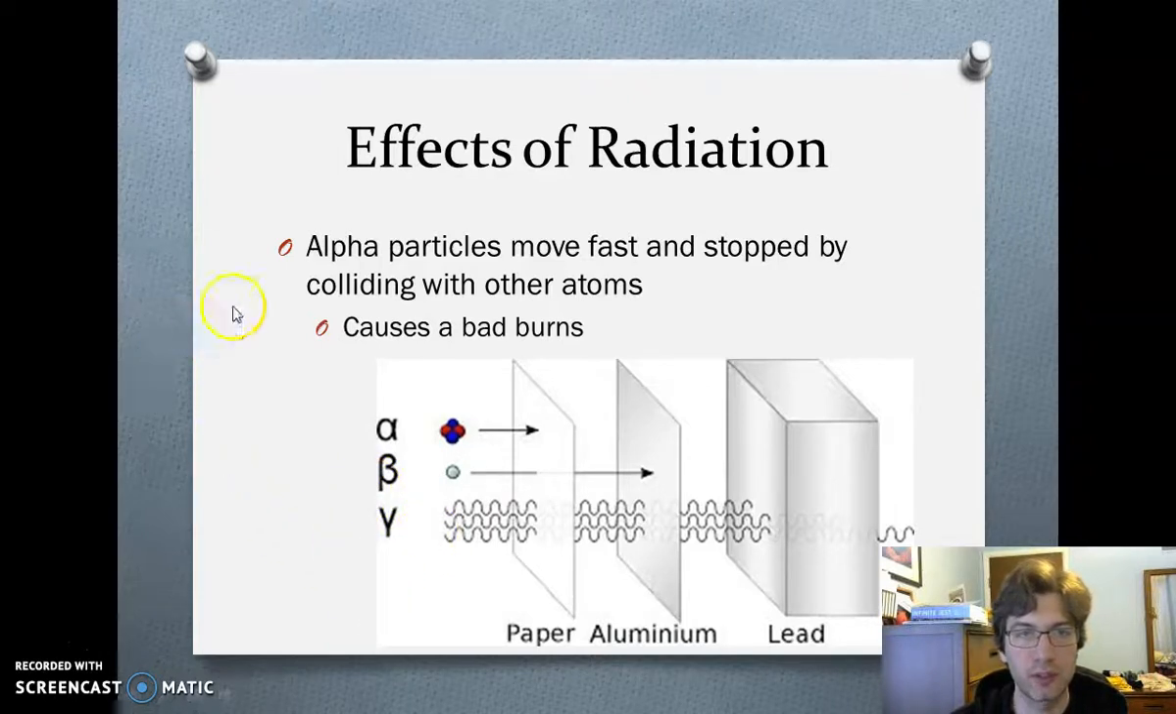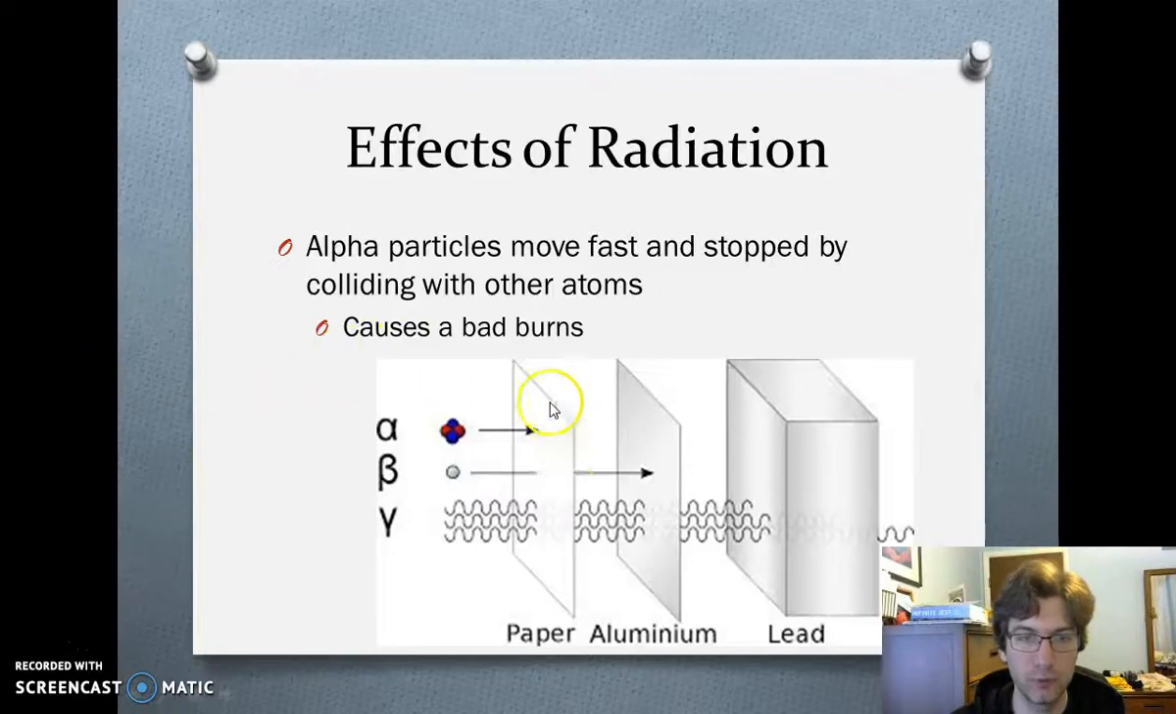So let's talk about alpha particles first. Alpha particles are going to be moving fast, but if you think about it, compared to a beta particle, it's a lot bigger. This here is the size of one electron. This is the size of a helium nucleus, or 2 protons and 2 neutrons. So alpha particles aren't going to be able to fit through as much stuff as, say, the beta particle or the gamma radiation.